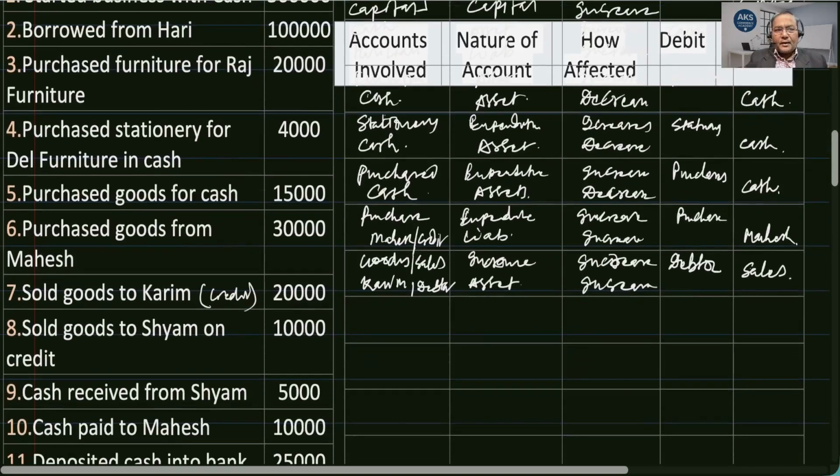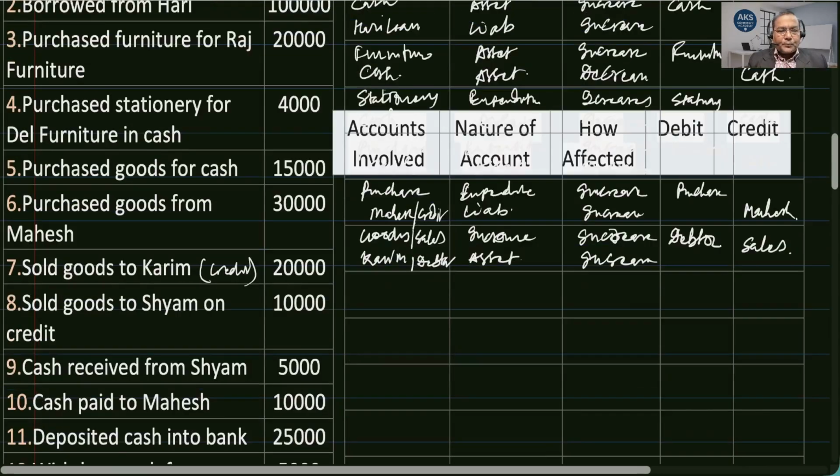Let's go further and check this. What is the next? I'll bring it down here. Next one, sold goods to Karim on credit. We have already seen this. Now sold goods to Shyam on credit, so it is going to be exactly the same nature of transaction. Both are on credit, so it is going to result in the same. So we'll write the same: debtor, whose name is Shyam, debit, and sales credit. Only the name differs here: Karim debit and sales credit.